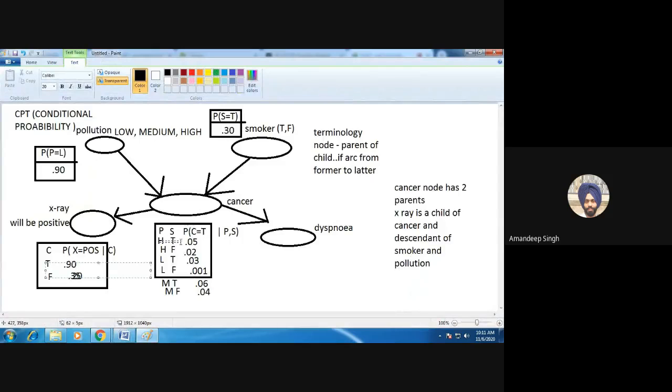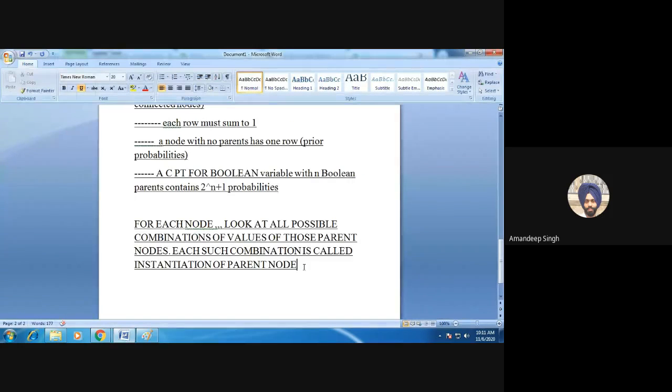The different rows are basically the combination of the different possible values of all the parent nodes. Fine. So each such combination is basically referred to as the instantiation of the parent set. Instantiation of the parent set. Fine.